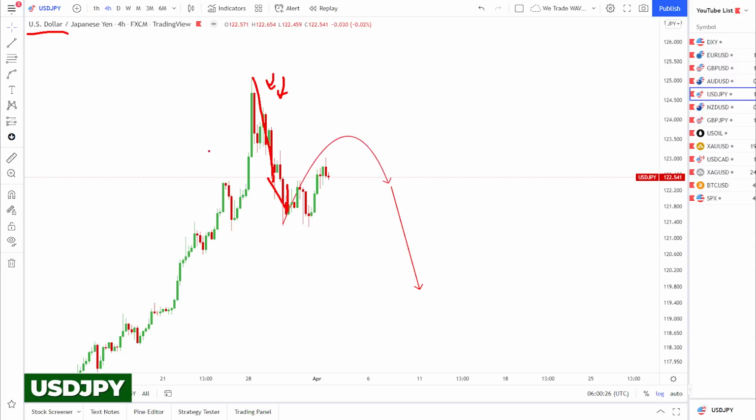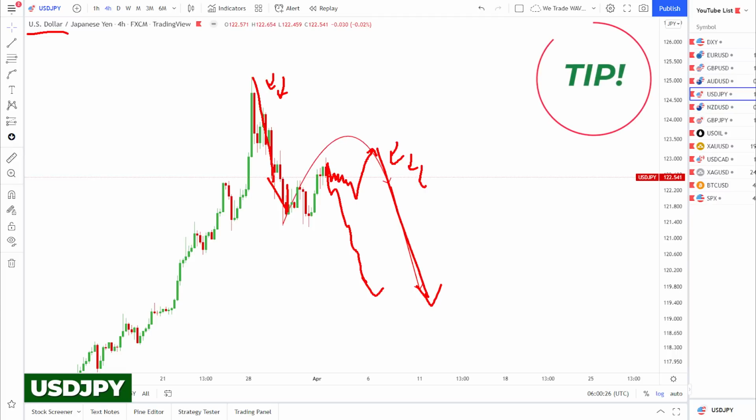Anyway, for dollar yen, this is ready to drop anytime. So any sell setup we get, we will go for it. Now, if markets start to correct here, for another push up, we will be looking for our sell setups again. One direction, downwards.